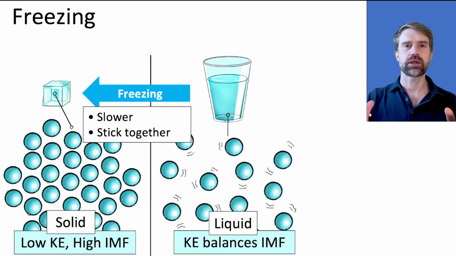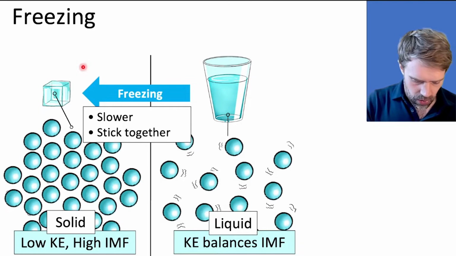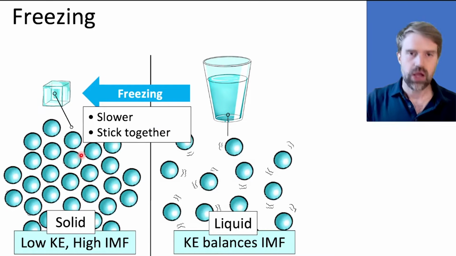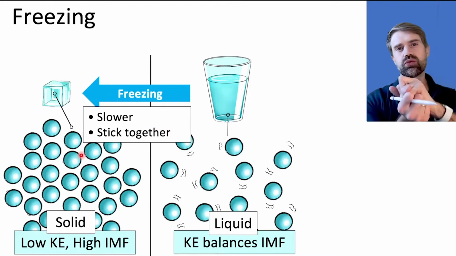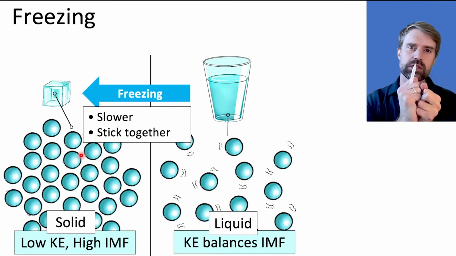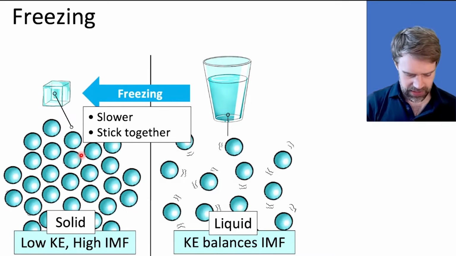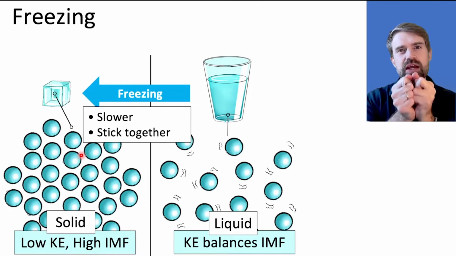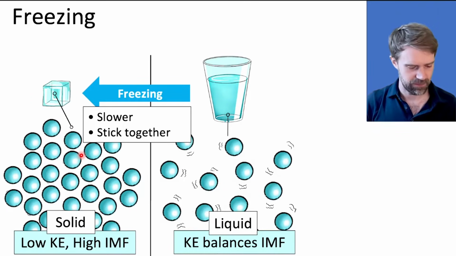And so to freeze something, you have to lower its temperature, right? You lower the temperature so you decrease the kinetic energy of the particles. You get them moving slower and slower and slower, so the attractive forces, so the stickiness kicks in.